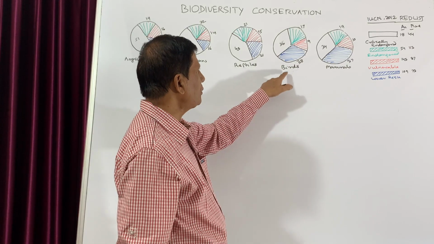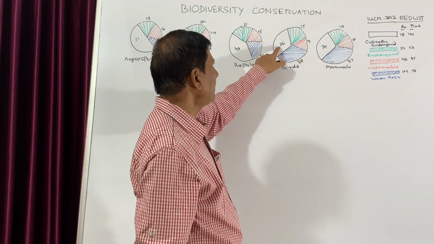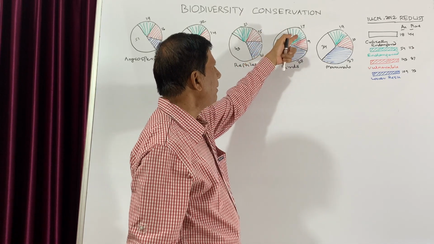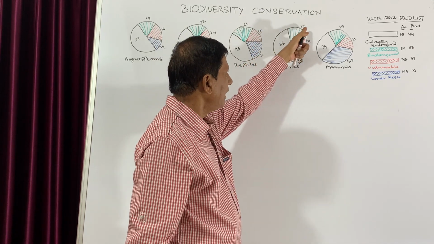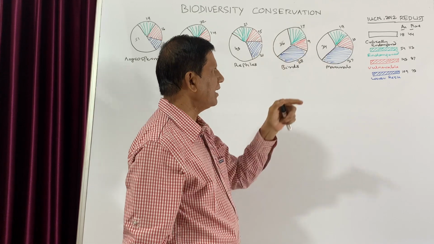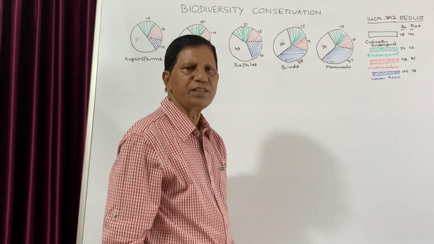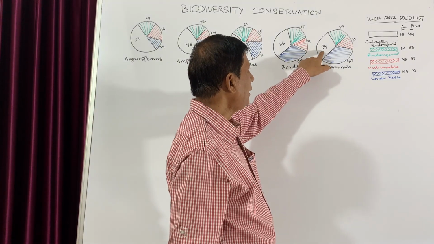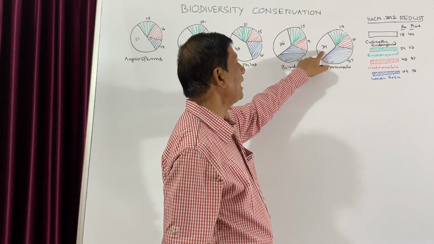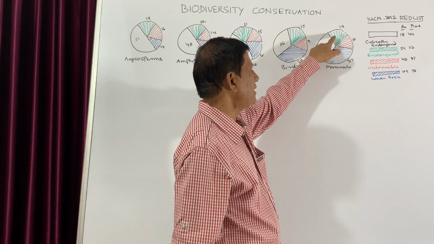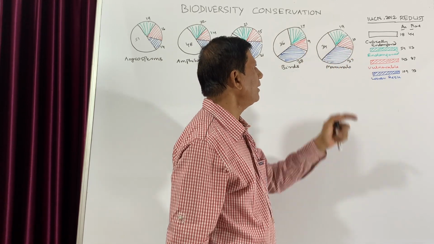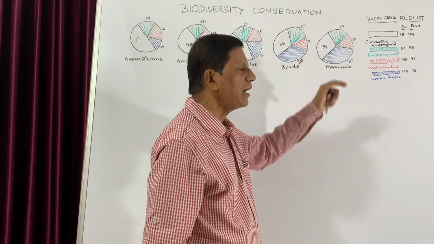In case of birds also, 36 species are critically endangered, 70 species are endangered, and 9 are vulnerable, while 38 species are at lower risk. And in case of mammals, 34 species are critically endangered, 19 species are endangered, then 10 are vulnerable, and 37 species are at lower risk.